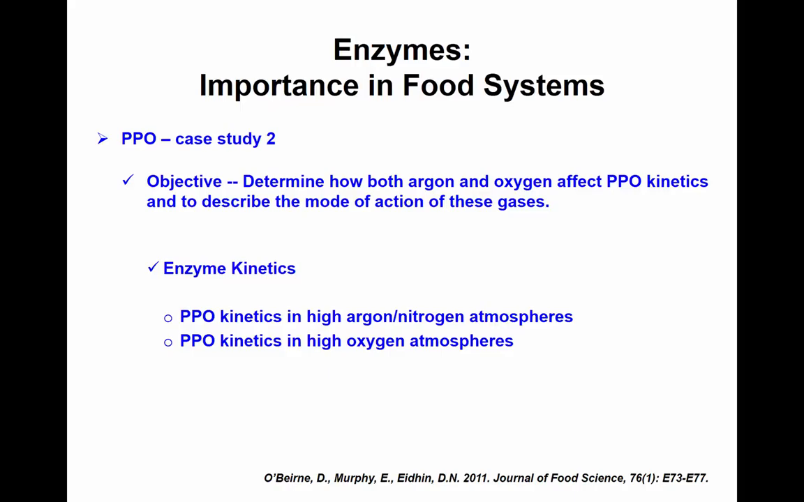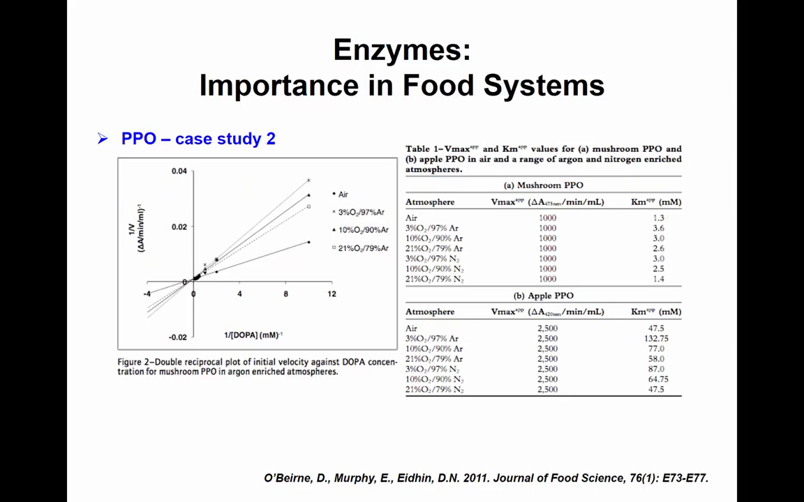The second case study looked at modified atmospheric packaging. They looked at the effect of argon gas on the kinetics of the polyphenol oxidase reaction, in the presence of high argon and high nitrogen atmospheres compared to a high oxygen atmosphere. In this case, argon was a competitive inhibitor to oxygen. It acted by competing with oxygen, given its size.